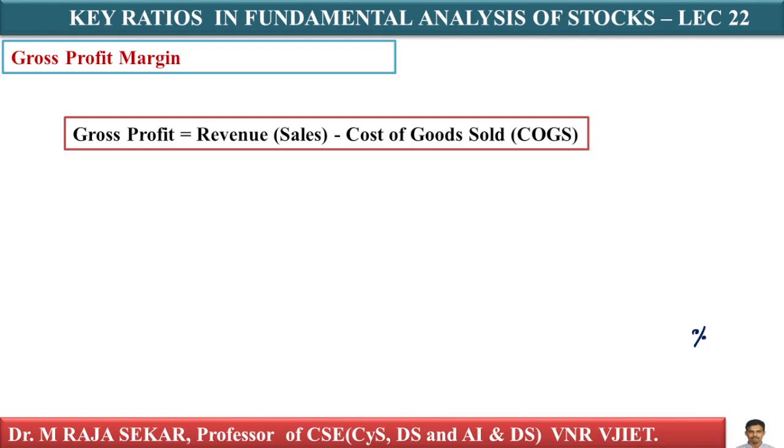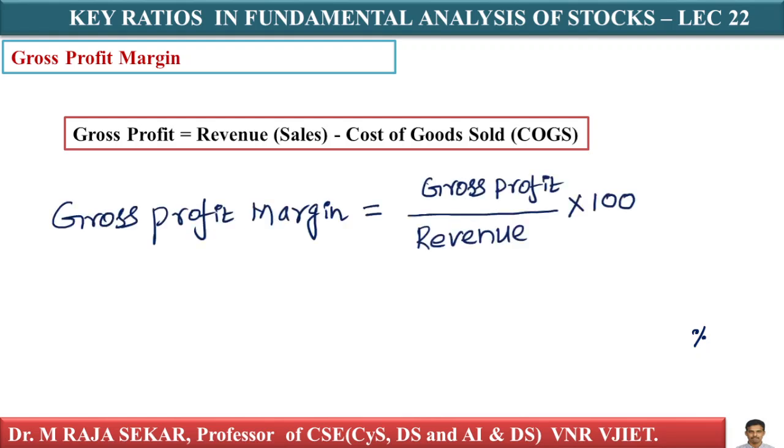Before understanding gross profit margin, let us try to understand gross profit. Gross profit is the difference between the company's revenue, revenue means sales, and the direct cost associated with producing the goods or services sold. These direct costs are known as cost of goods sold, that is COGS, which includes expenses like raw materials, labor, and manufacturing costs, isn't it? What is gross profit margin? Gross profit by revenue into 100.